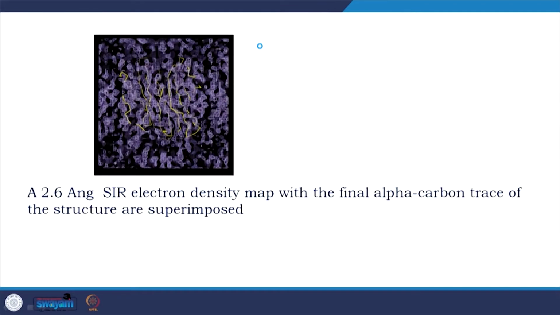And if you now see the electron density, this is a 2.6 angstrom single isomorphous replacement electron density map with the final alpha carbon trace of the structure superimposed. So, you see we are proceeding. What happened? We had crystals, we got the diffraction data.